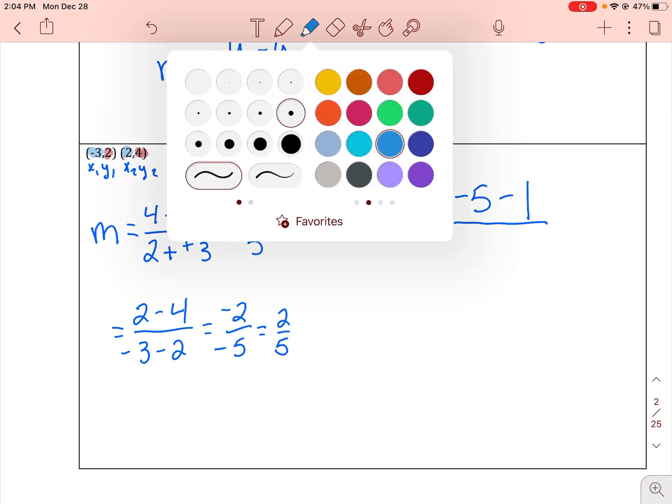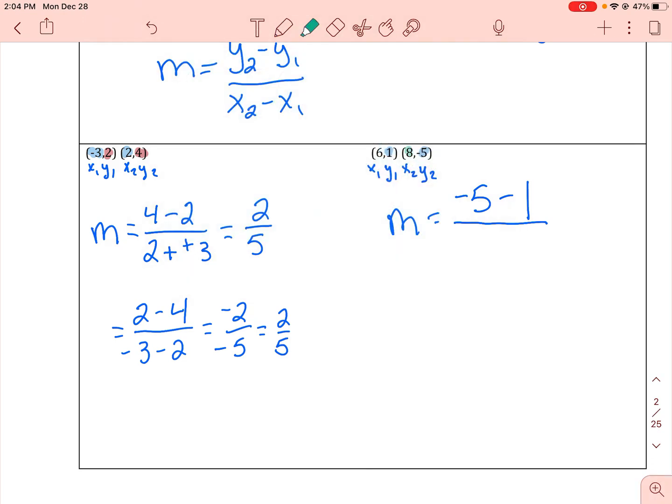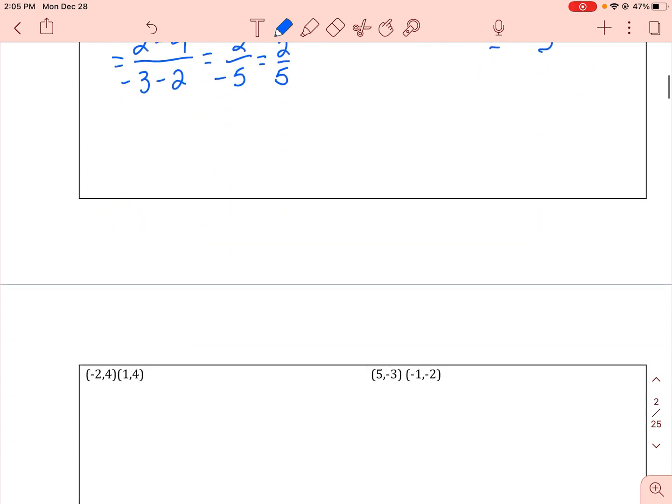over, and now I'm going to do my x2. Since I started with y2, I have to start with x2, which is 8, minus or opposite of my x1, which is 6. Negative 5 minus 1 is a negative 6, divided by, now 8 minus 6 is 2. This is not simplified. Negative 6 divided by 2 simplifies to negative 3. So my slope in this case would be negative 3.